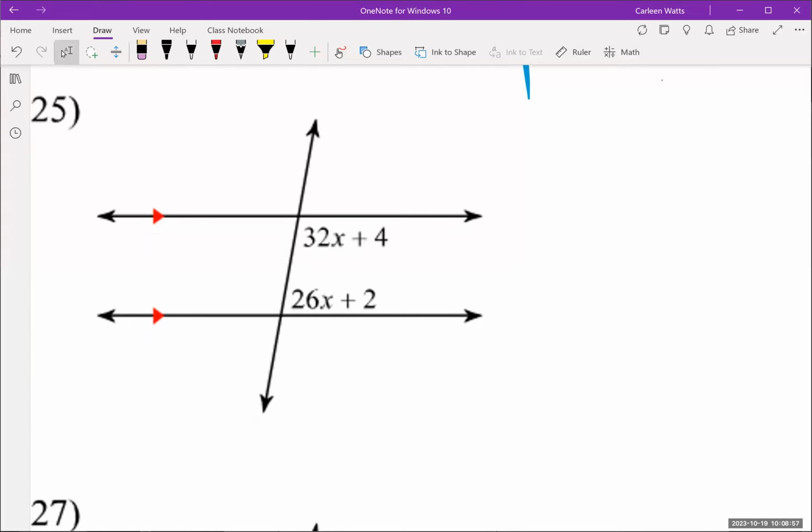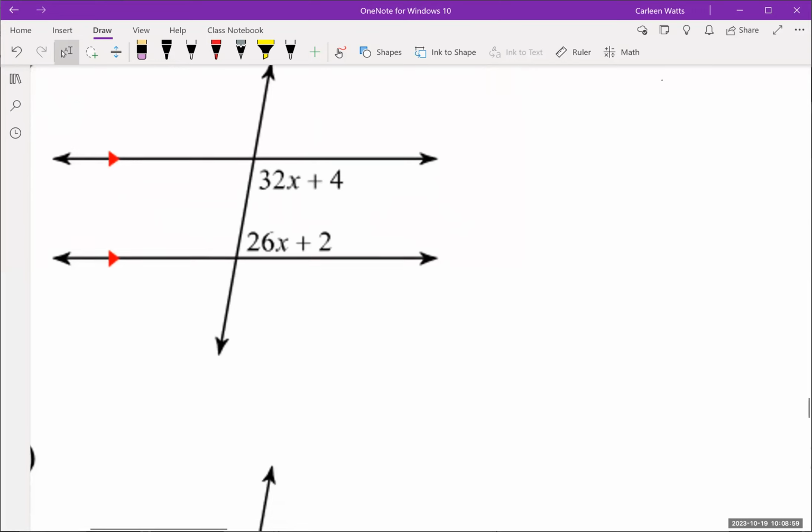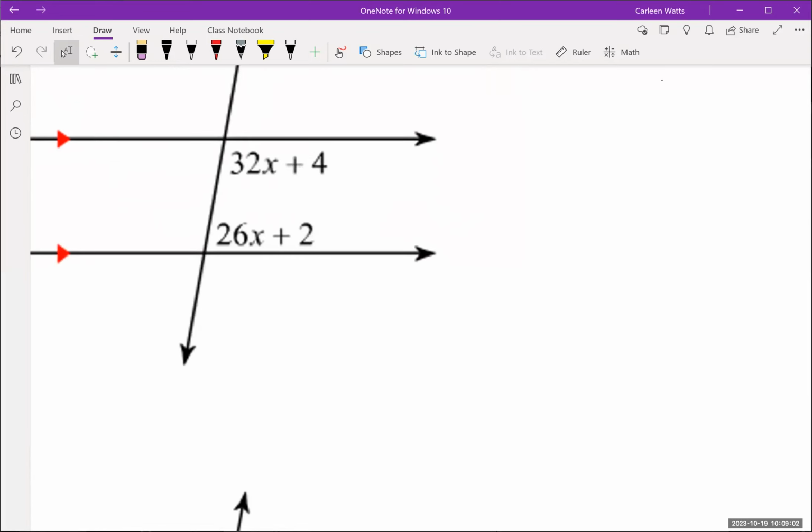What about these? Number 25. Same side interior. Awesome. Okay, now look at these angles. If lines are parallel, those angles are either congruent or supplementary.